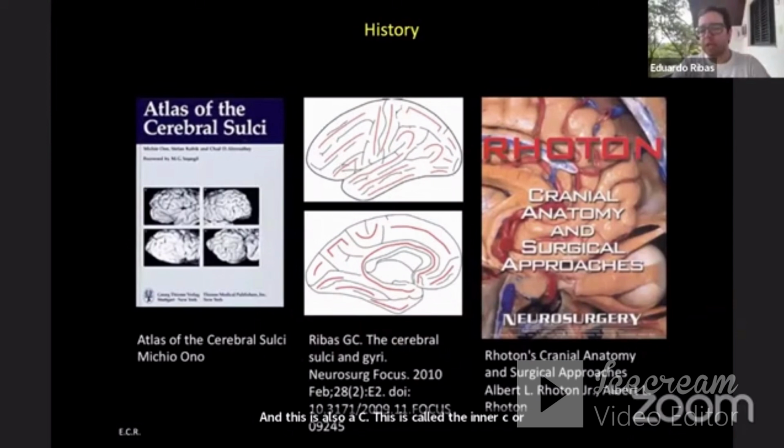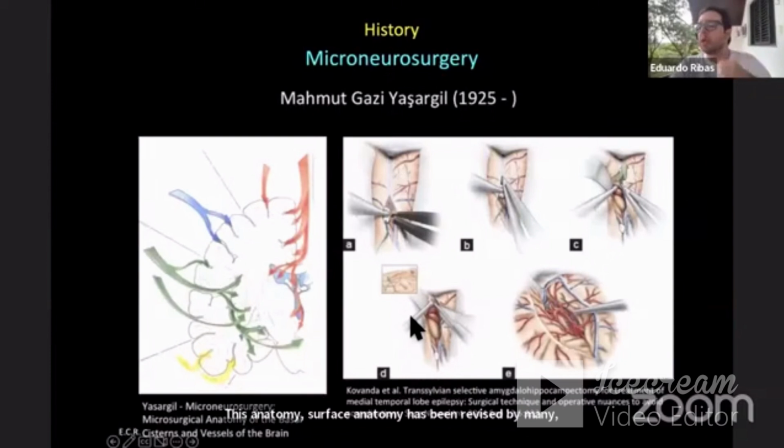This surface anatomy has been revised by many neurosurgeons, because the more recent, more updated neurosurgery is made a lot by the natural corridors of the brain. And to enlarge these corridors, we have to use microdissection techniques. So we use the microscope, we use very fine instruments to get inside the sulci and the fissures of the brain. Of course, we will have to deal with the vessels.